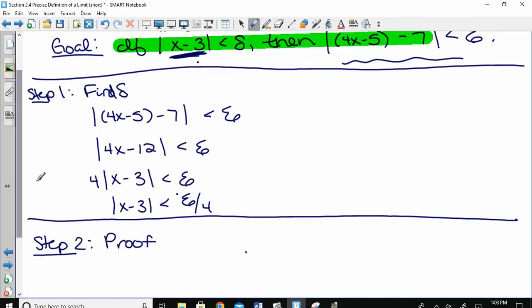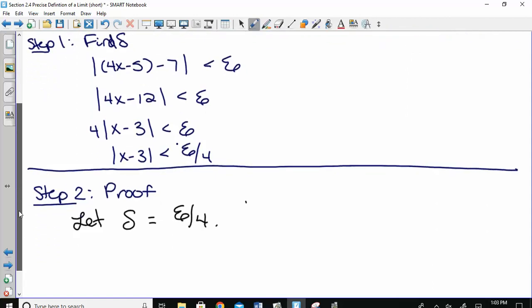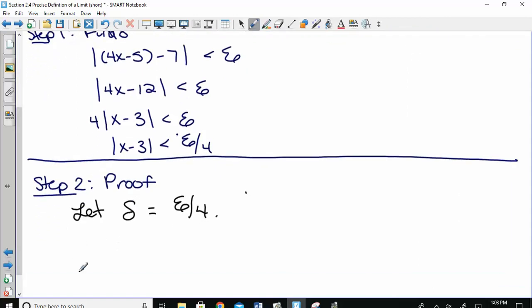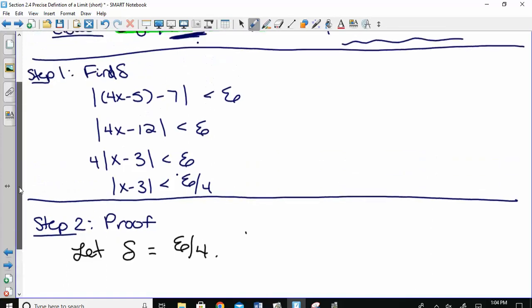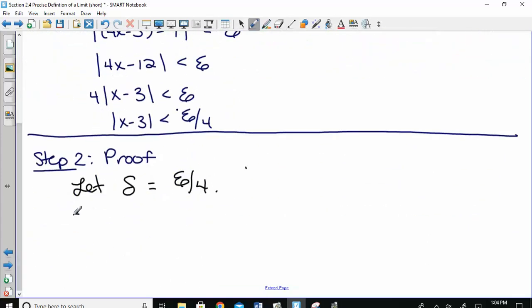So I'm going to write that green line again. If, oh, but I should add in first, I'm going to go ahead and do this first. Let delta equal epsilon over 4. That's what we just found up here, that my x had to be within epsilon over 4. Then I'm going to write out my definition.